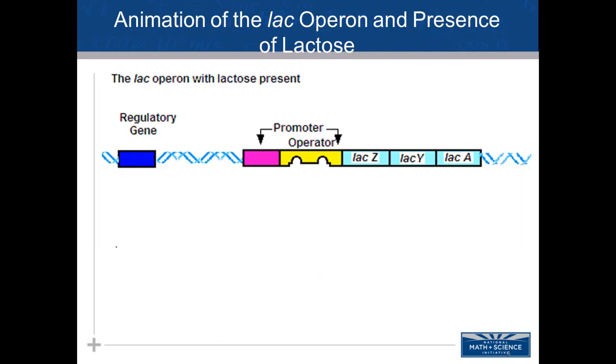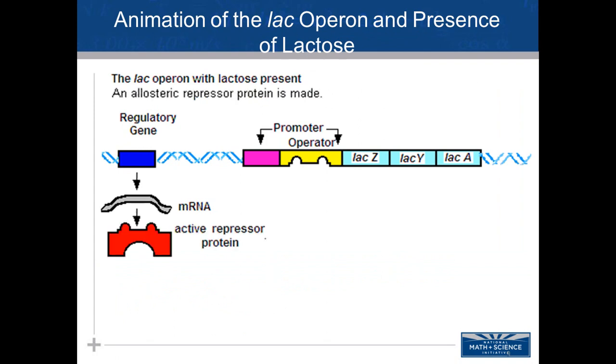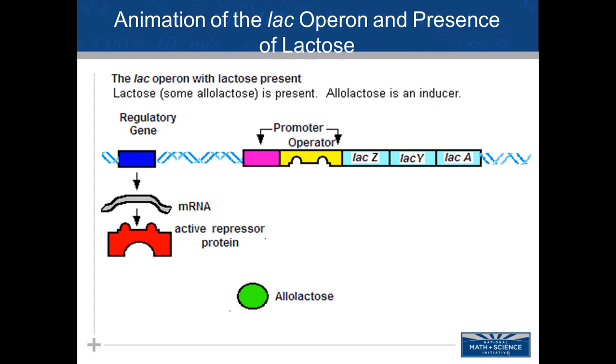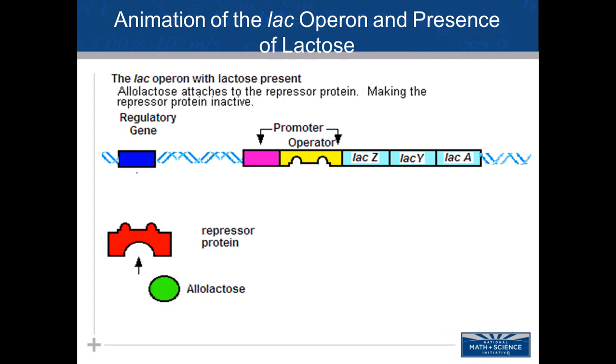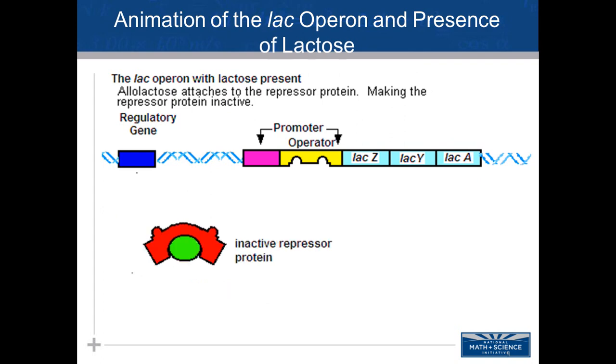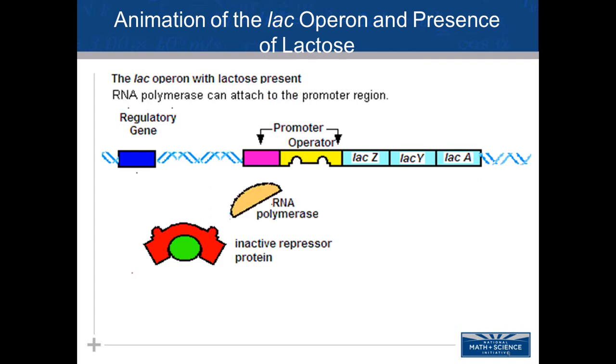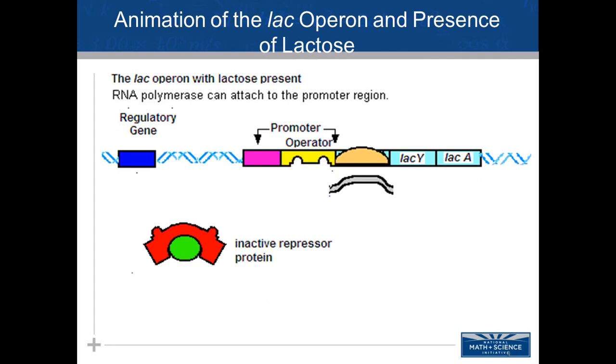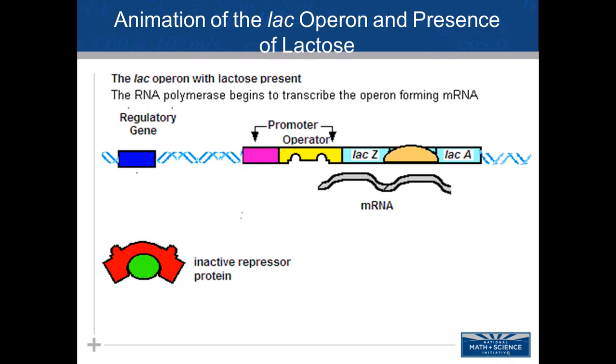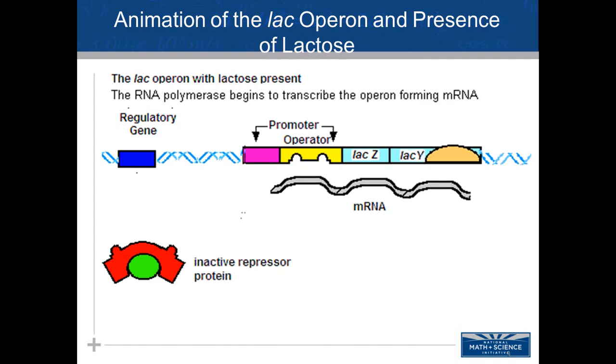Here's a little animation. You've got your regulatory gene. The repressor protein is going to be made. It's in its active form. Allolactose, an isomer of lactose, attaches to the repressor protein. It becomes inactive. This allows the RNA polymerase to attach to the operon. The genes are going to be transcribed and translated to make the enzymes necessary in order to utilize lactose as an energy source.